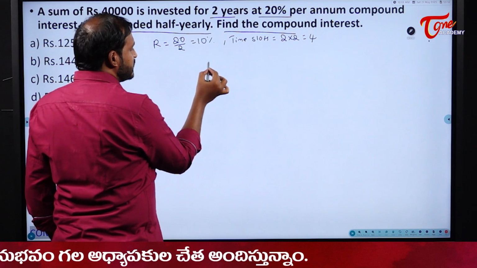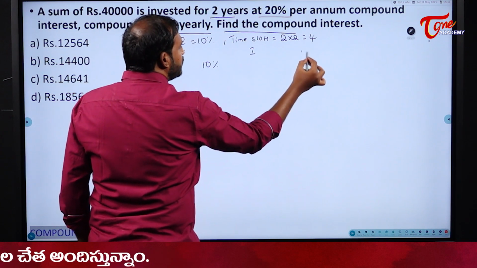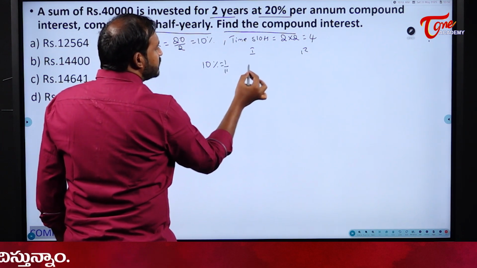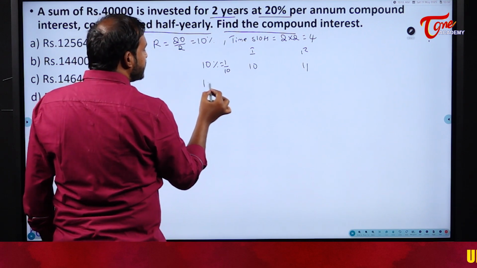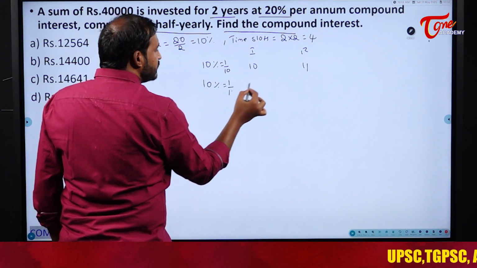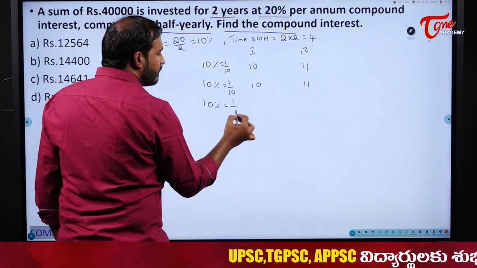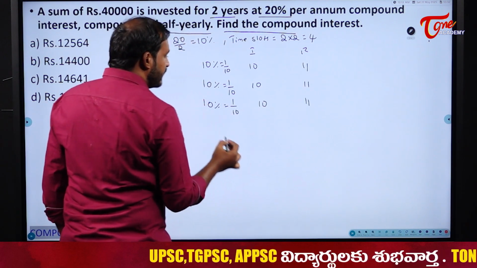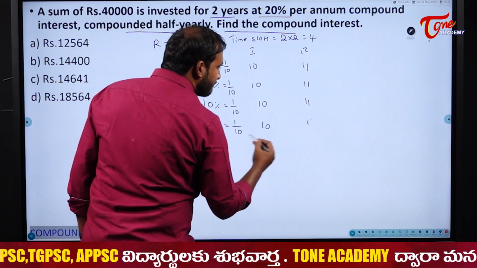See here. 10% increment. So initial and final, what it becomes? 1 by 10, so 10 and 11. Am I correct? Next 10%, 1 by 10, 10 and 11. Next 10%, 1 by 10, 10 and 11. Next 10%, 1 by 10, 10 and 11.